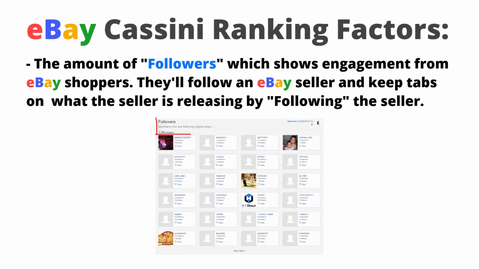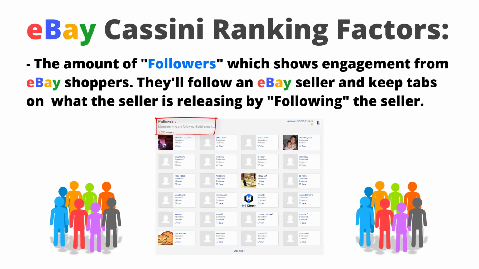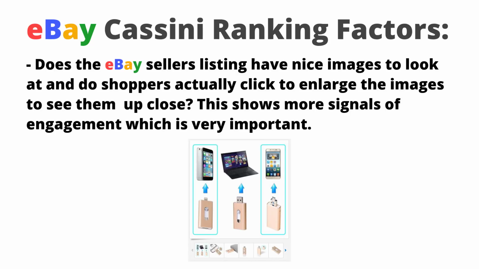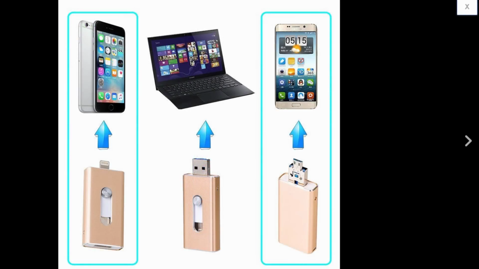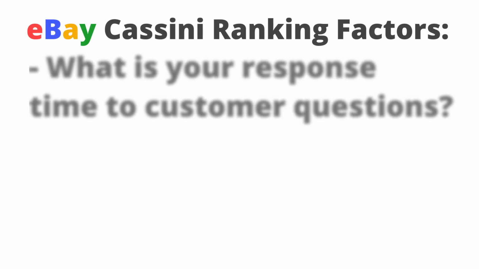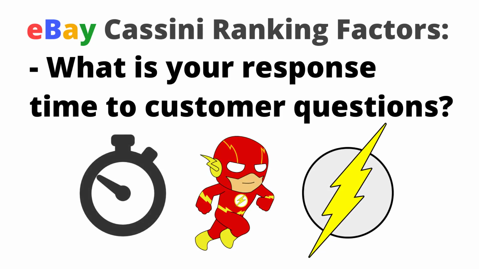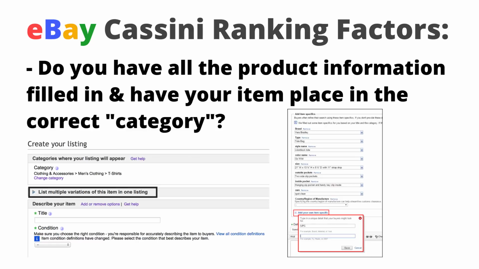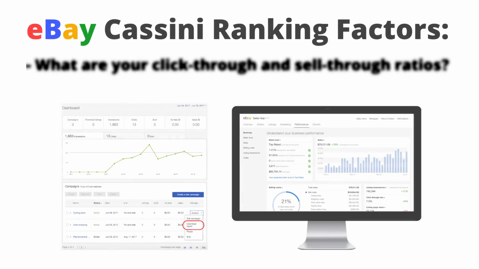Okay, now let's look at a few more here. The amount of followers, which shows engagement from eBay shoppers. They follow an eBay seller and keep tabs on what the seller is releasing by following the seller. Does the eBay seller's listing have nice images to look at, and do shoppers actually click to enlarge the images to see them up close? This shows more signals of engagement, which is very important. What is the response time to customers after they ask you a question? Does it take you a long time to write them back, or do you get back to them quickly to provide better service to them? Do you have all the product information filled in and have your items placed in the correct categories? What are your click-through and sell-through ratios?